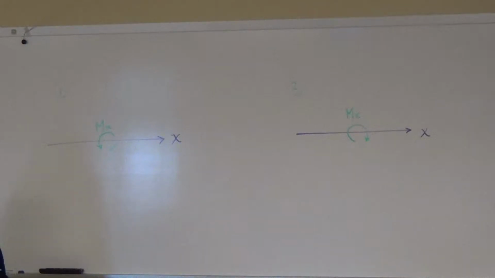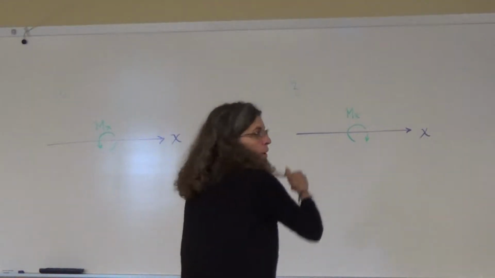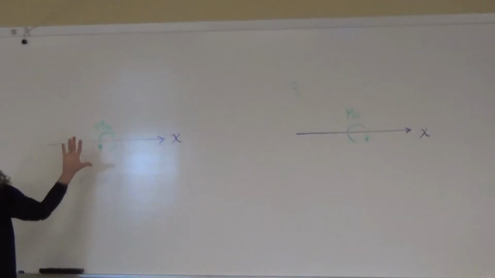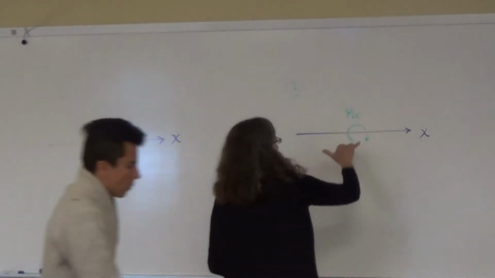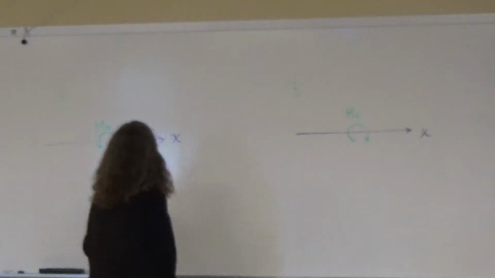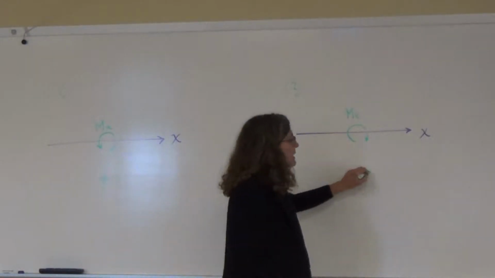On number one, does it look like the x-axis is twisting towards you or towards the board? It's twisting towards you. On the right one, is it twisting towards you or towards the board? Towards the board. So let's put our fingers. If the first one is twisting towards you, your thumb is pointing in the positive x direction. On this one, if it's twisting into the board, my thumb is pointing in the negative x direction. So which is positive? This one is a positive moment, and this one is a negative moment. Good?